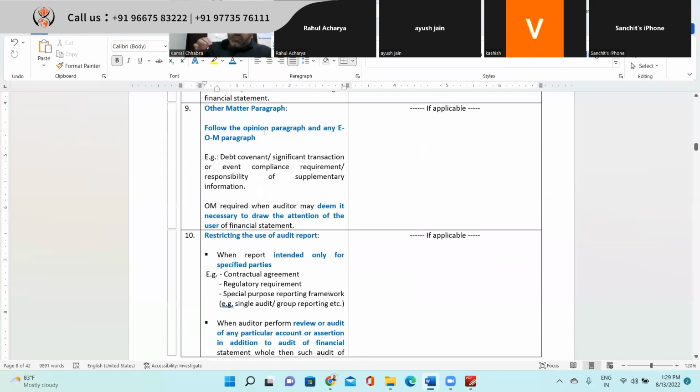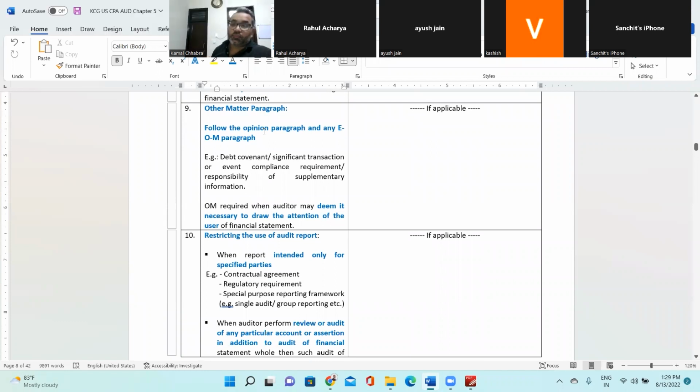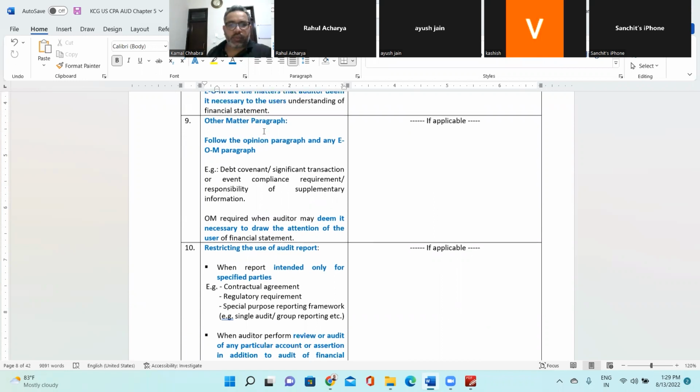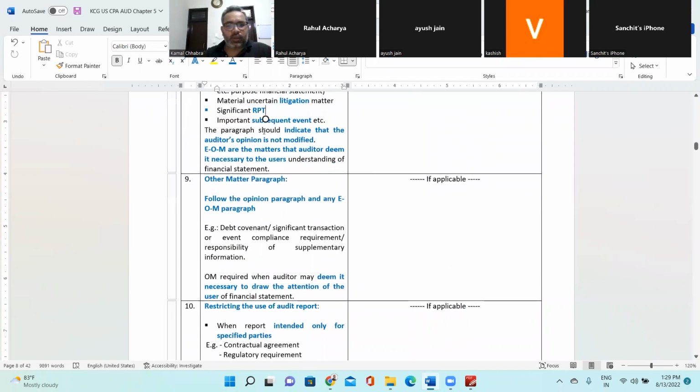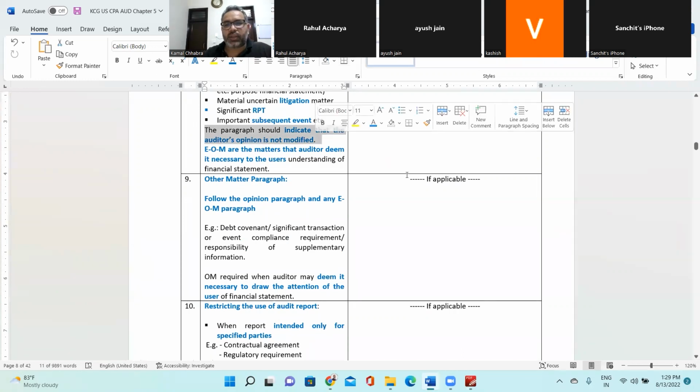But sir, I want to understand, in the RPT also we are not having any qualification. So then, by the EOM, is there a need of qualification? Emphasis of matter is not a qualification. If you see the paragraph here, it should indicate that the auditor's opinion is not modified. EOM or other matter paragraph is information only, not a qualification.